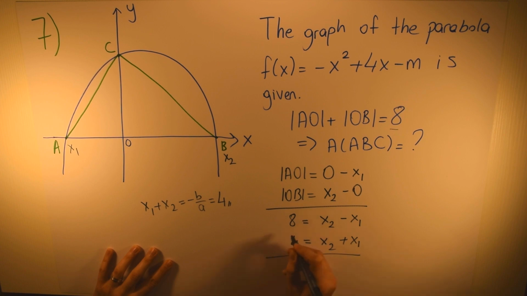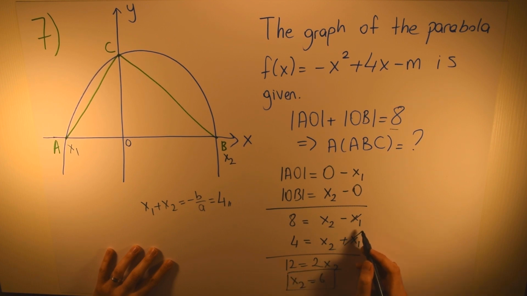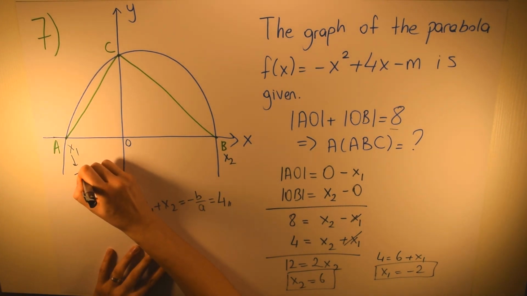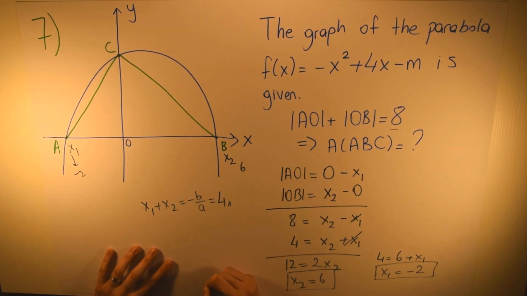So when we add these up together, the x1 terms will cancel out each other, and 12 is equal to 2x2, and from here x2 is equal to 6. Okay, and then let's find the value of x1, which is 4 is equal to 6 plus x1, and x1 is equal to minus 2, right? So here is minus 2 and here is 6, right?